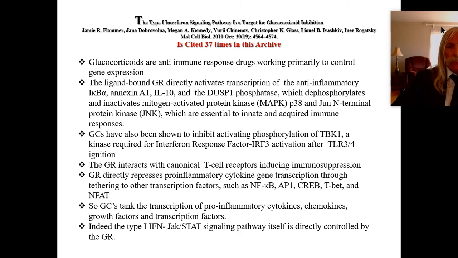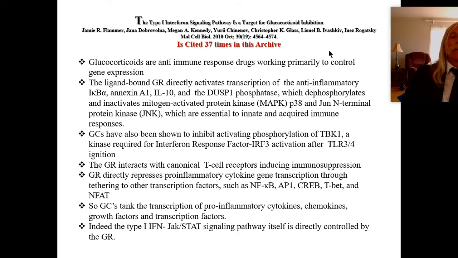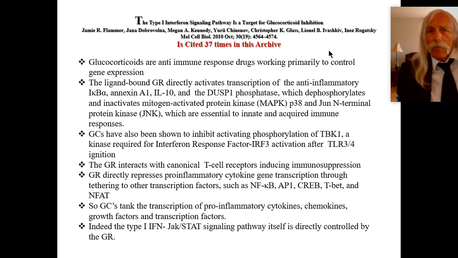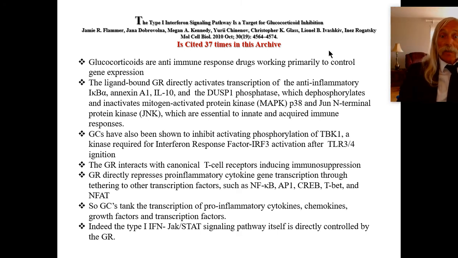Now this paper, published 10 years ago in Molecular and Cellular Biology, has only been cited 37 times in the entire PMC archive. That means 37 different papers have cited this. A lot more people may have read it, but only 37 thought fit to cite it. What does this paper say? Type 1 interferon signaling pathway is a target for glucocorticoid inhibition. What did I just tell you from that 2016 paper about interferon 1? It's a target for glucocorticoid inhibition.